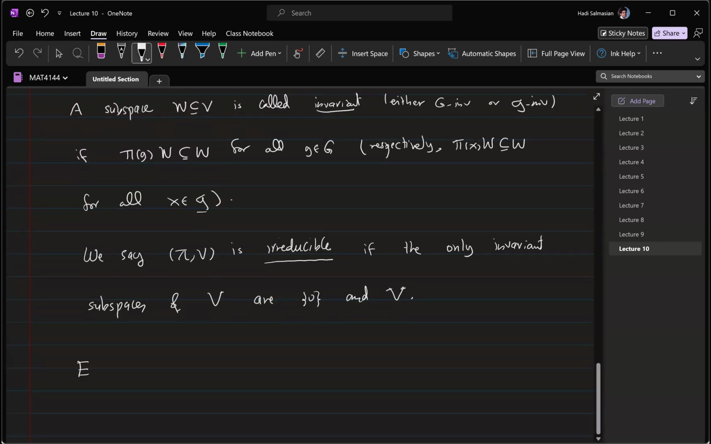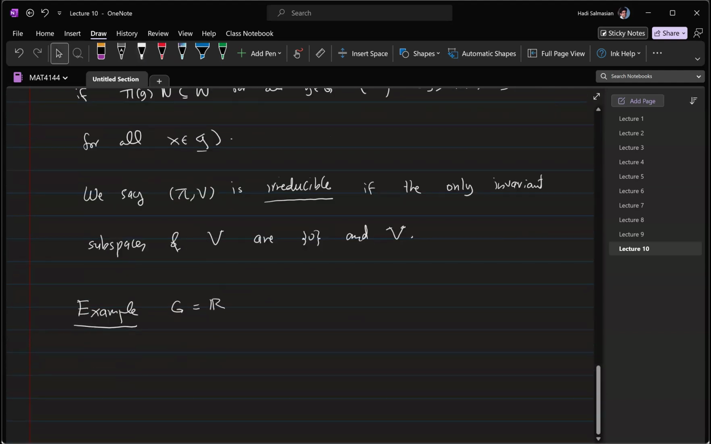So let's do some examples. Let's take G to be R, and let's take V to be C2. I would like to give an example of a representation of G on C2. So I define pi going from G into GL(V), which is just GL2(C). We've kind of done this before. So pi is a map from R into GL2(C).